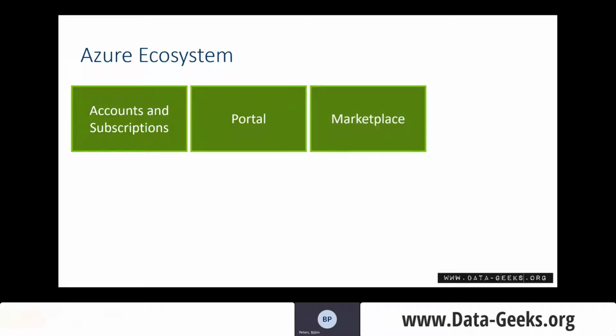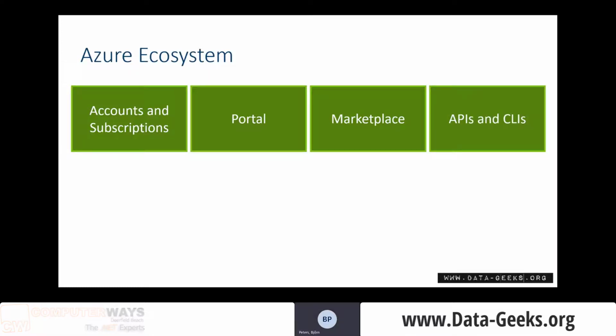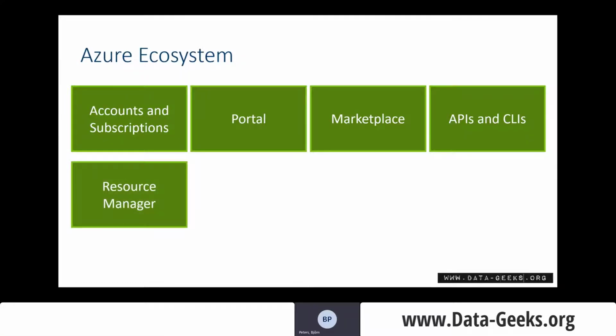And if you are in the portal, you have the marketplace where you can choose all those different services, all those offers from different solution companies or suppliers, where they show you which product you can deploy on Azure in a predefined solution within Azure. Then there are APIs and CLIs. CLIs are the command line interface, which you can use to administrate, change and maintain all those things which you have deployed in the Azure cloud.